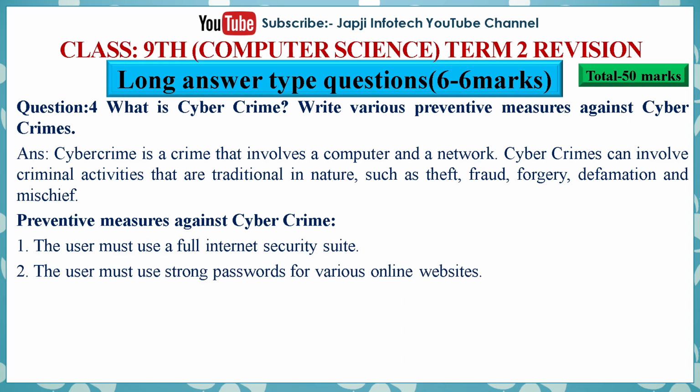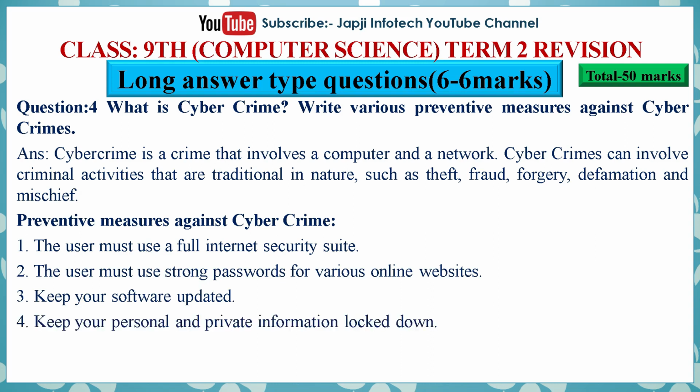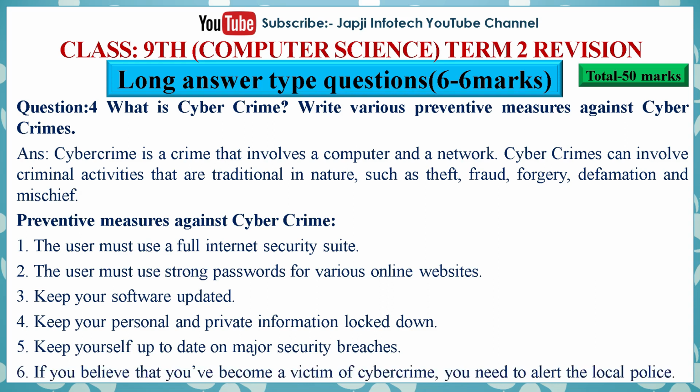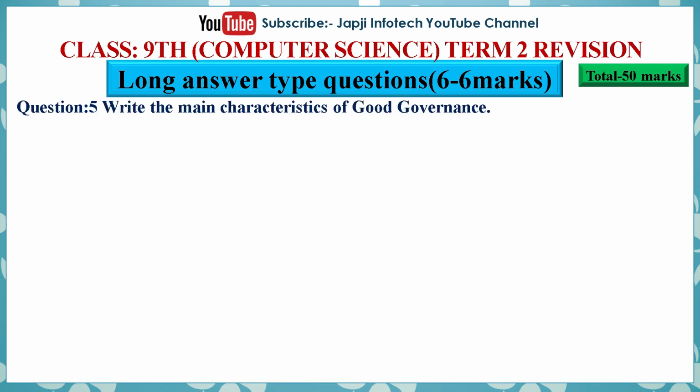Second one is, the user must use a strong password for various online websites. Third one is, keep your software updated. Fourth one is, keep your personal and private information locked down. Fifth one is, keep yourself up to date on major security breaches. And sixth one is, if you believe that you have become a victim of cybercrime, you need to alert the local police. And fifth question is, write the main characteristics of good governance.